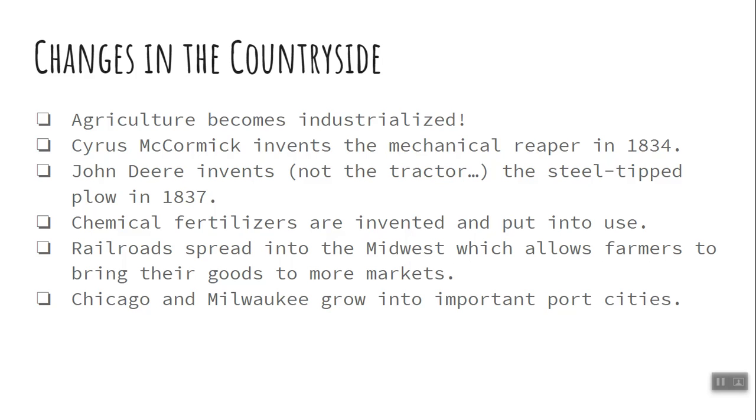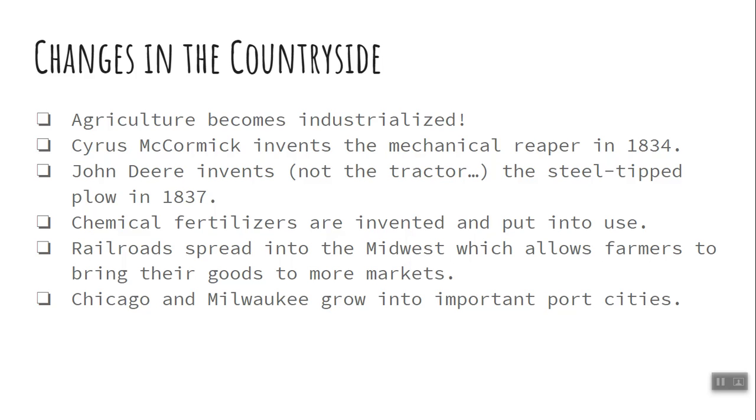Then you have John Deere. Most people think John Deere invented the tractor. I'm sad to inform you, he did not. I probably ruined your childhood, but you'll be okay. What John Deere actually invents is the steel-tipped plow, and he does that in 1837.